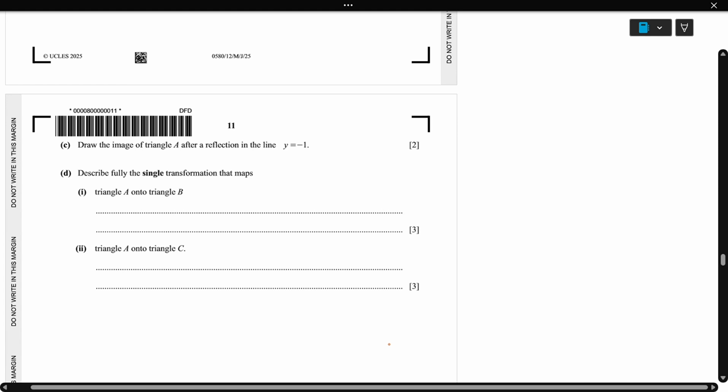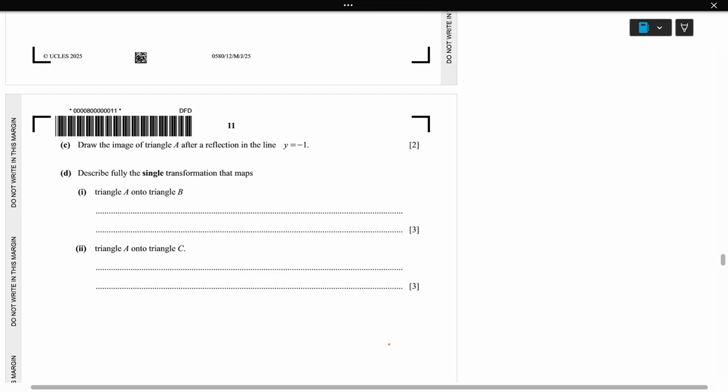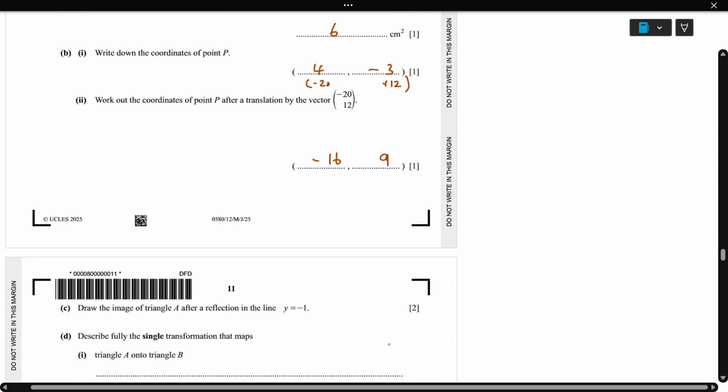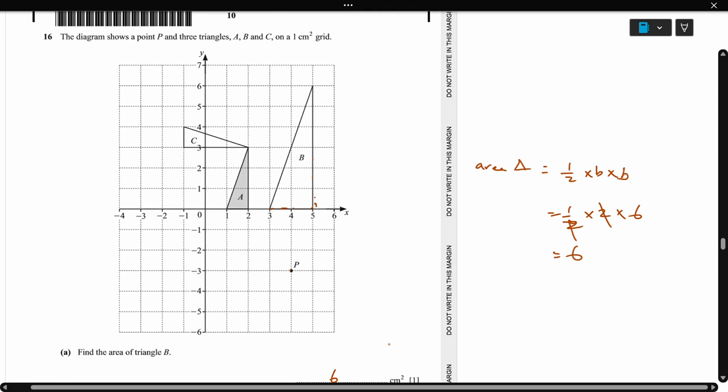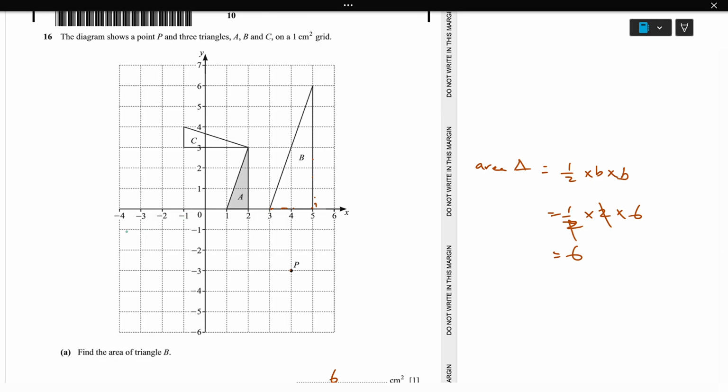Next one, draw the image of triangle A after reflection in y equal to -1. So triangle A, y equal to -1. This is the line y equal to -1. Okay, so this is our y equal to -1.